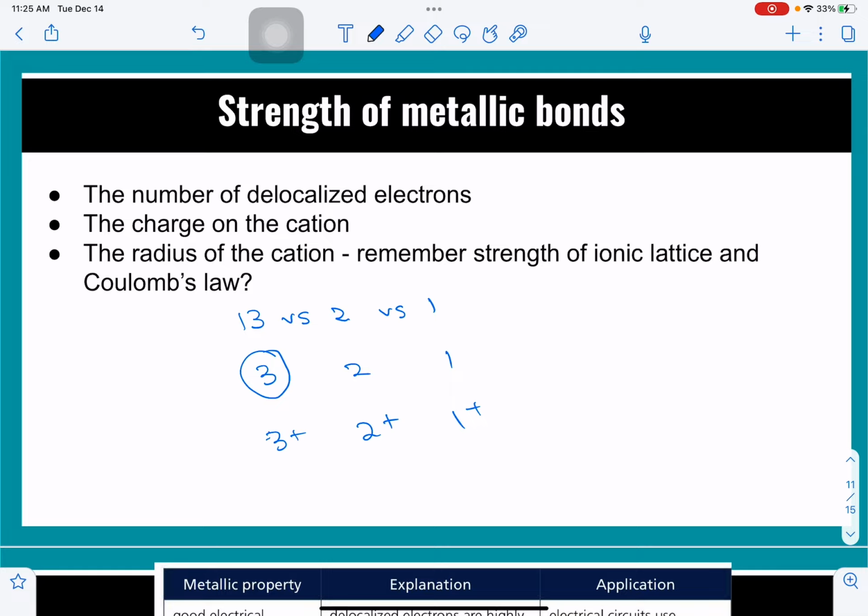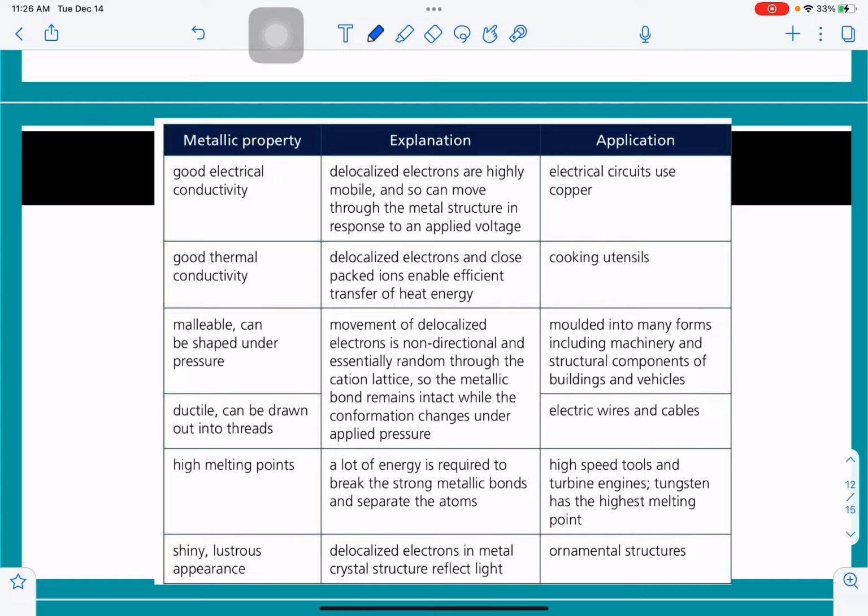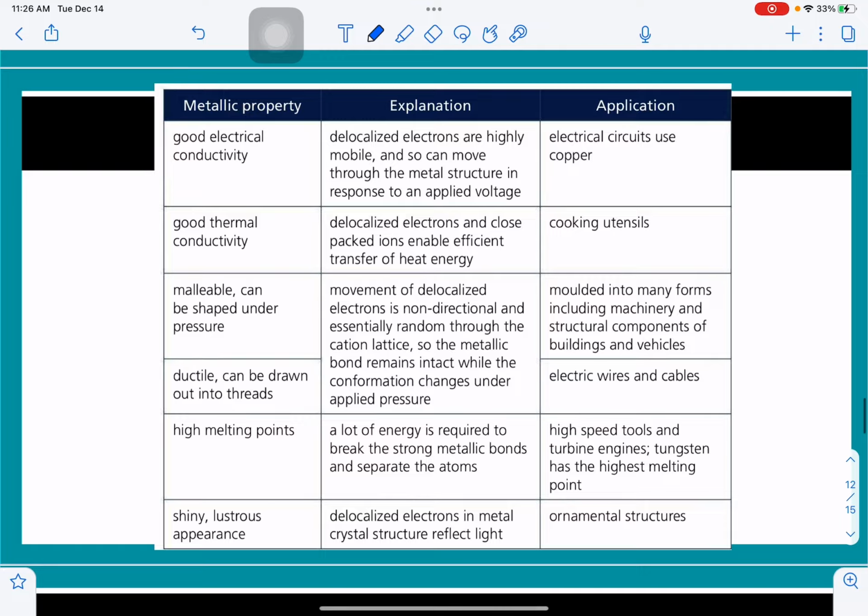One last thing is radius. Okay, if the radius is small, then the delocalized electrons are more attracted to the nucleus. I don't know whether you guys remember Coulomb's law, where force was directly proportional to charge and inversely proportional to radius. Okay, so we saw this when we were looking at ionic lattice. It's similar even here. We have already seen properties of metals, and here's a nice table that summarizes them.